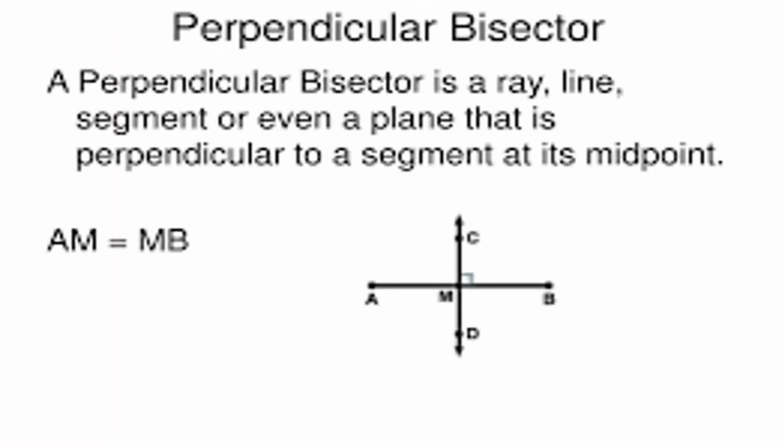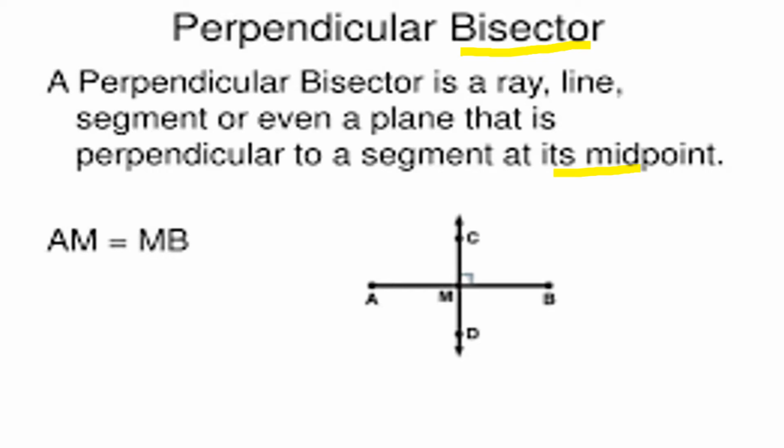Now, perpendicular bisector. Bisector means it divides into two equal parts. So a perpendicular bisector is a ray, a line, a segment, or even a plane that is perpendicular to a segment at its midpoint. So where will it be? It will be on its midpoint.